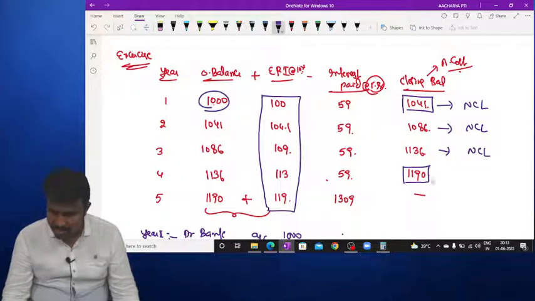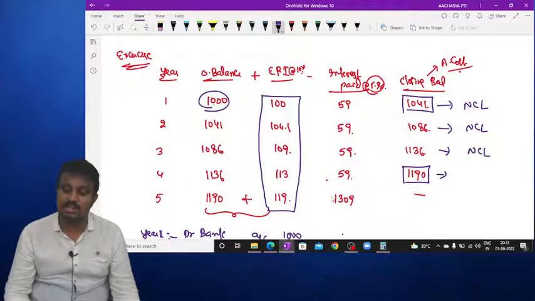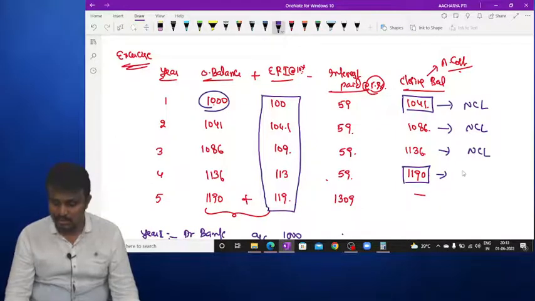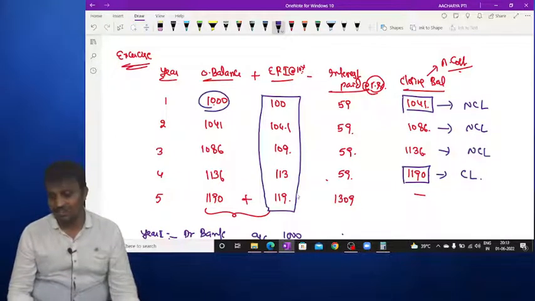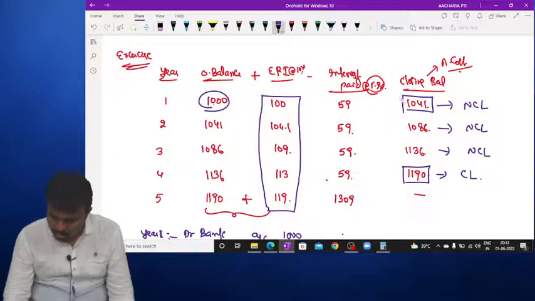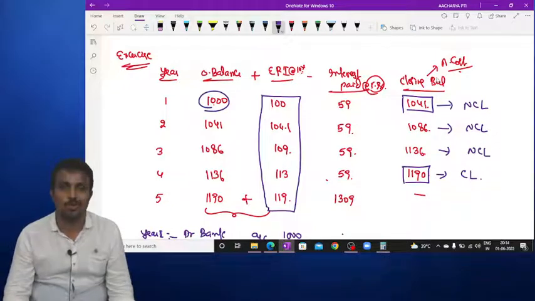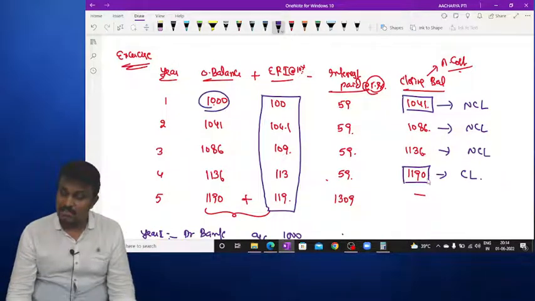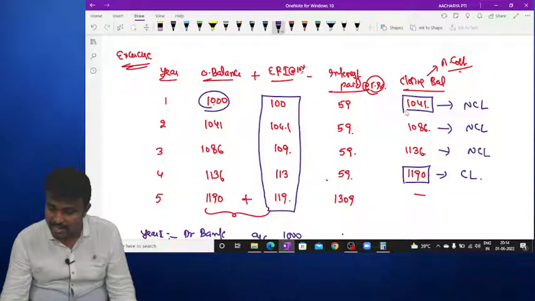But this 1190 is required to pay within 1 year. So we have to show it under what? Current liability. So this column is said to be what? Amortized cost. So subsequently we have to recognize the financial liability at amortized cost.